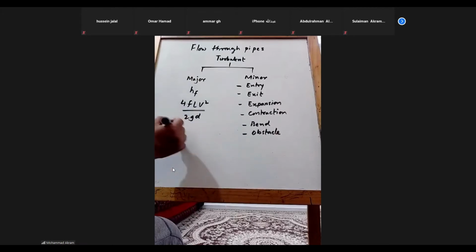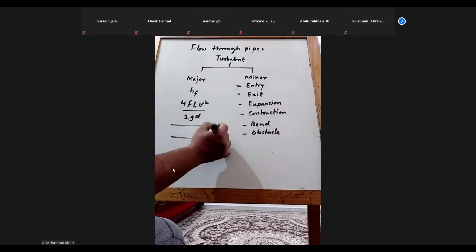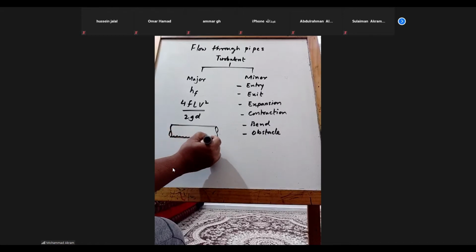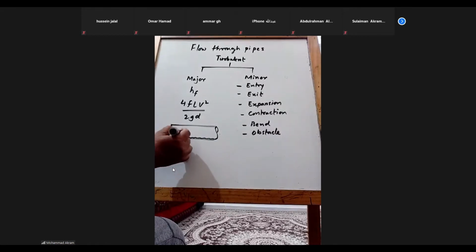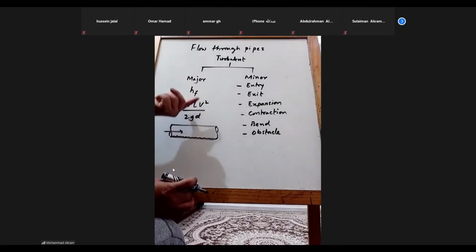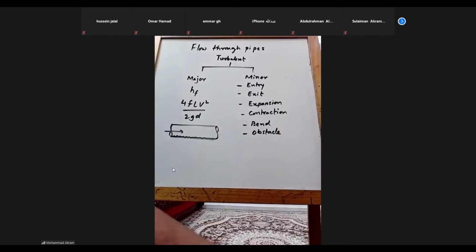See, this was the straight pipe, right? In the case of major losses, it was based on the surface and flow and fluid properties, right? Considering the flow and fluid properties, we discussed that we have the major loss due to the friction.